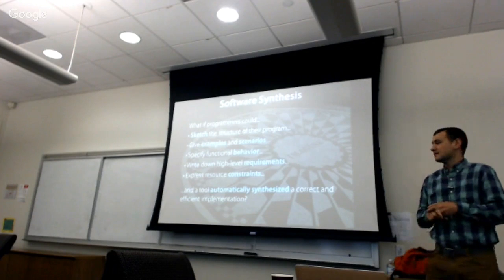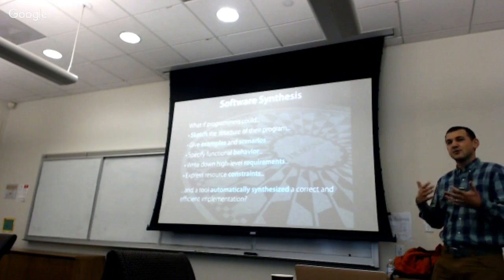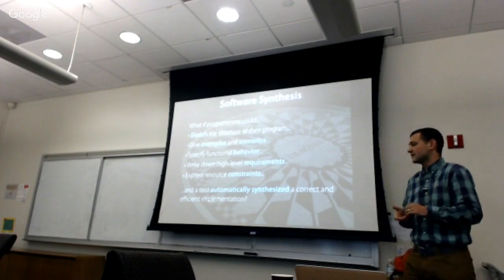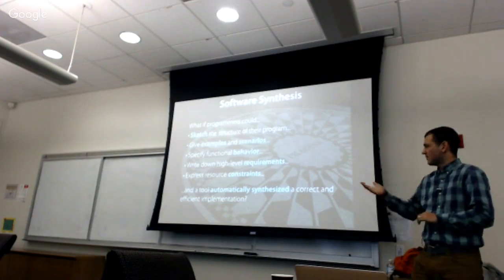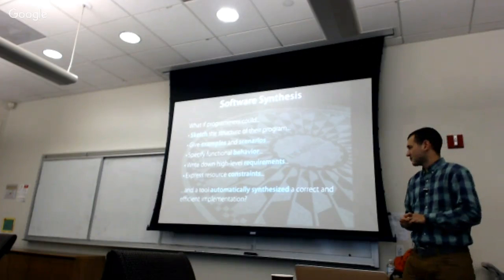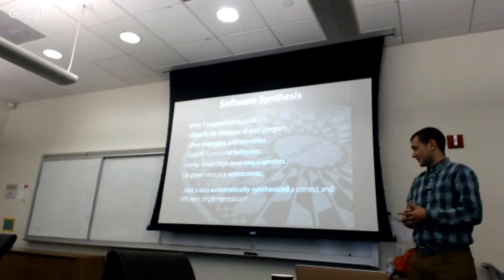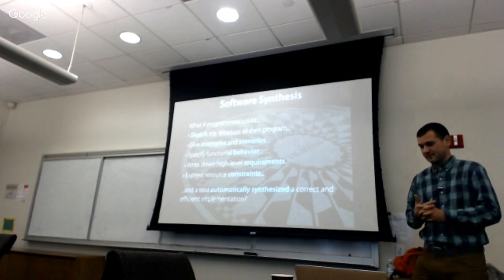Maybe they're going to give some kind of specification of what the functional behavior of the code should be. Maybe they'll write down some high-level requirements for how it should operate. Maybe there'll be resource constraints they express in some abstract way. And then a tool would take all these things and automatically synthesize a correct and efficient implementation.